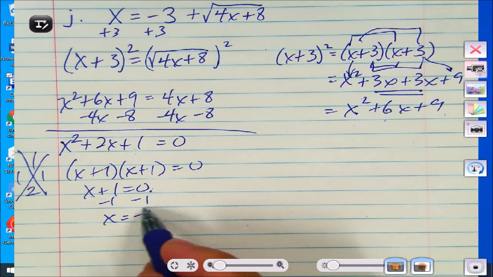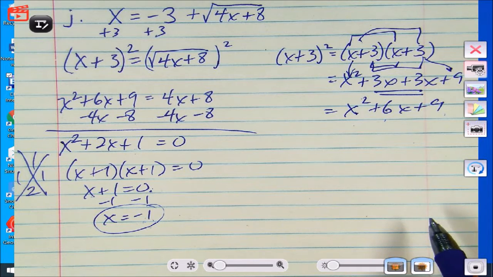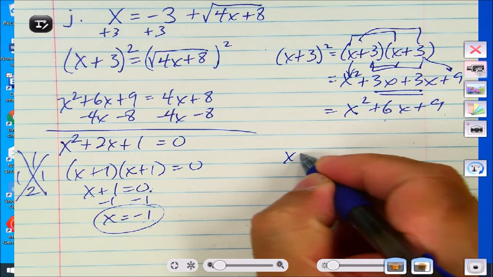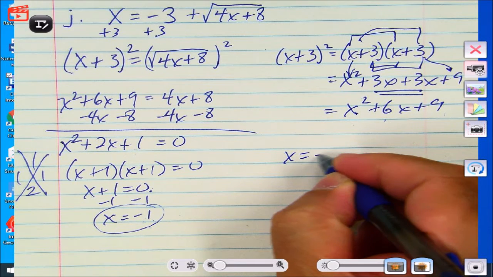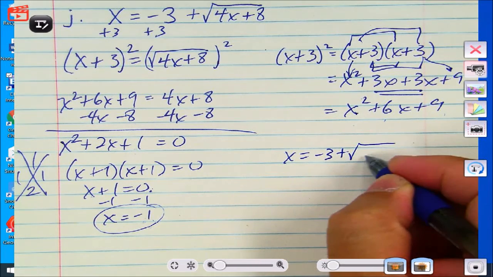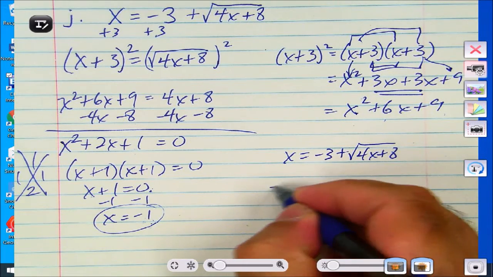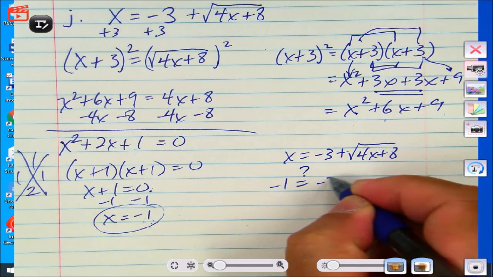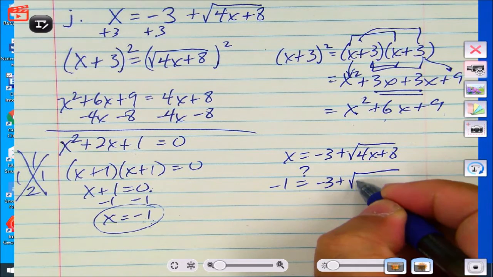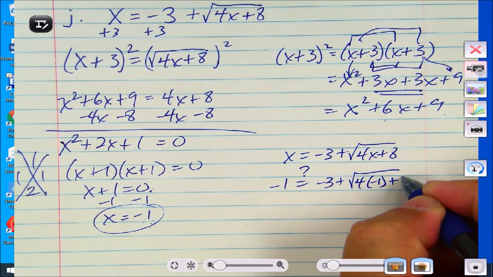Alright, so I only have one possible solution, and I'm going to plug it in to find out if it works. So I'm copying the original problem, just to remind you what we're doing. This is the original problem. Plug in negative 1, so it is negative 1 equal to negative 3 plus square root of 4 times negative 1 plus 8.